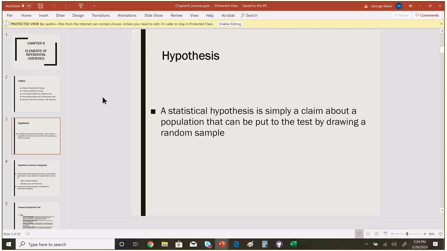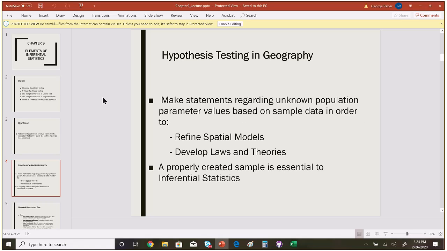Okay. So a hypothesis is simply a claim about a population. We want to be able to make a claim about a population. That's where we're going. That's what I explained earlier on the slide. Specifically, we want to make a claim about an unknown parameter. In other words, some measure of that population. It could be the mean, which it is most often. It could be the total.